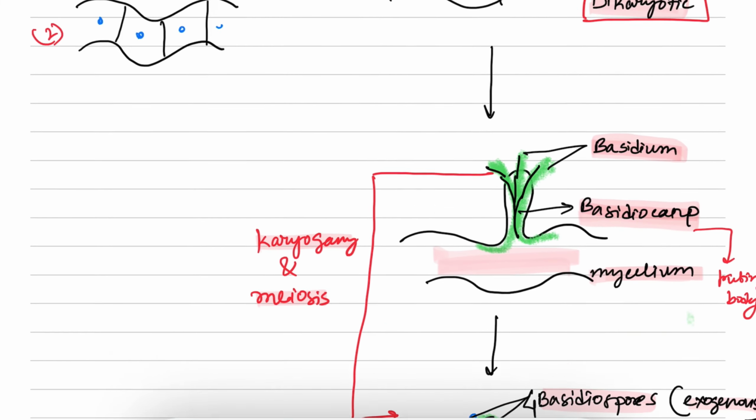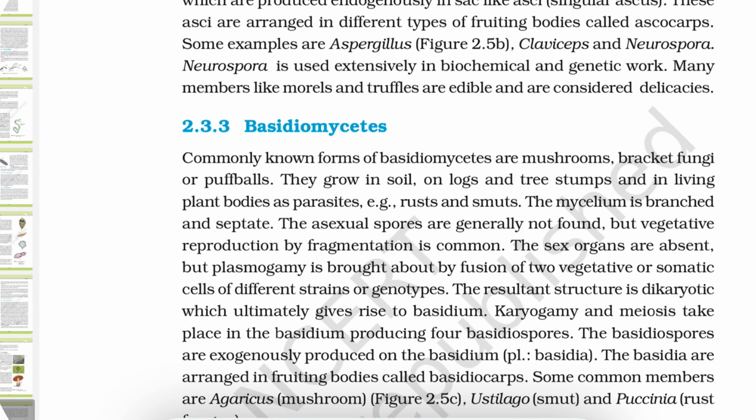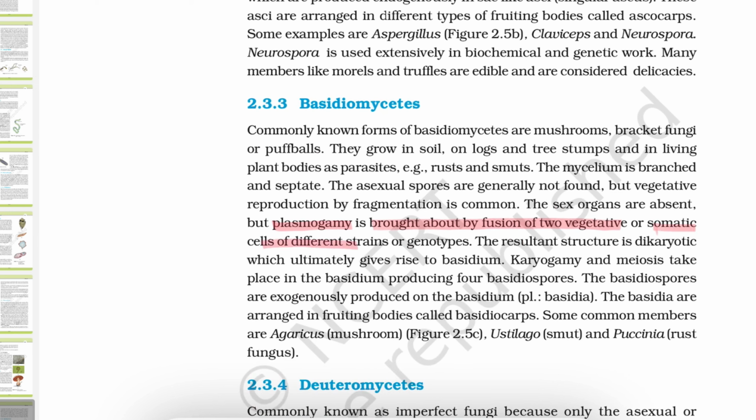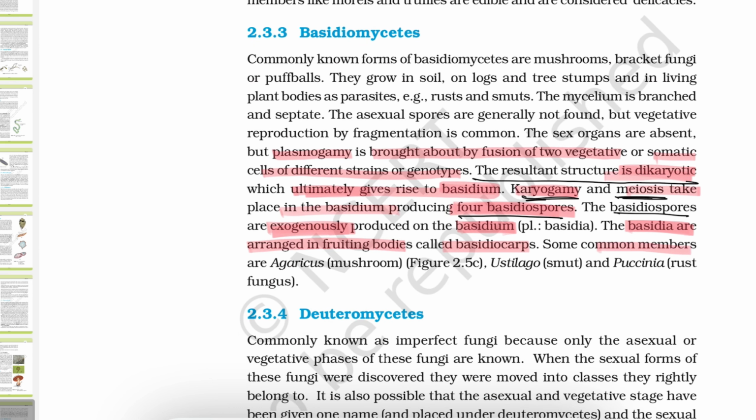So this is the simple thing that is given in your NCERT. Now this diagram, this chart, is very important for your understanding. Plasmogamy is brought about by fusion of two vegetative or somatic cells of different strains and genotypes. The resultant structure is dikaryotic, which ultimately gives rise to the basidium. These basidia are arranged in fruiting bodies called basidiocarp. Within the basidium, karyogamy and reduction division meiosis occur, giving rise to 4 basidiospores, means per basidium there will be 4 basidiospores. These basidiospores are exogenous since they are produced outside the fruiting body, on the basidium.